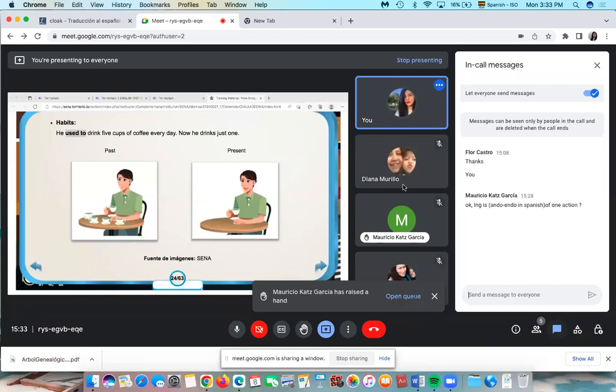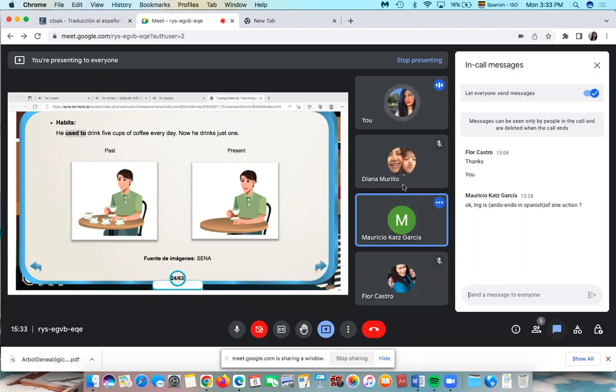Yeah. The question is the difference between used to and would. Mhm. The difference between used to and would? Ah, would. Ya, el would es diferente.